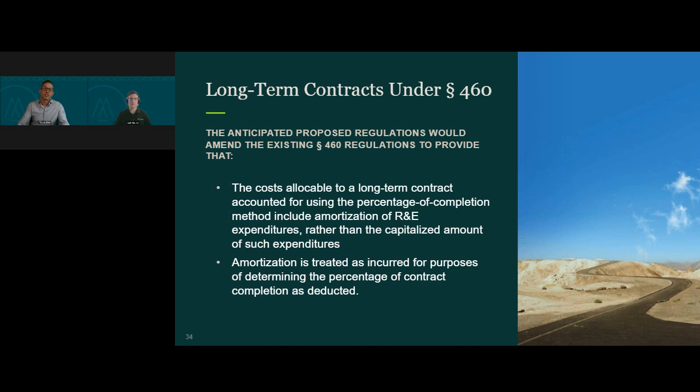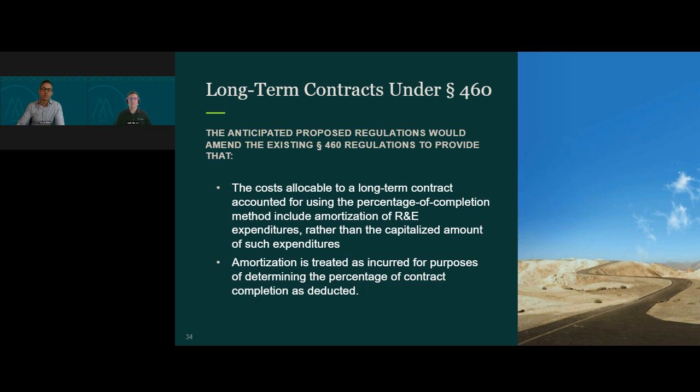But essentially, taxpayers have to include the full amount of their incurred research expenses in the numerator of that percentage of completion ratio, which increases the contract price that has to be recognized as income. However, it presents a scenario where they can only deduct the research expenses that they're amortizing, and that results in a significant mismatch between the income and expenses, and could create a significant tax liability in the near term.